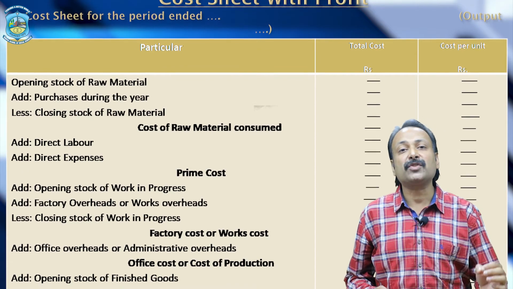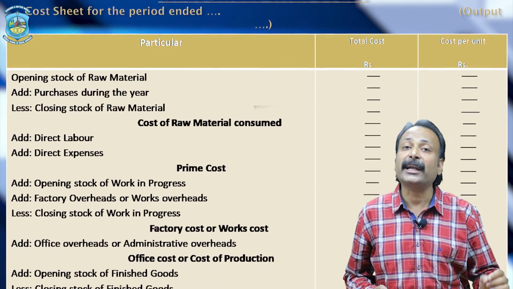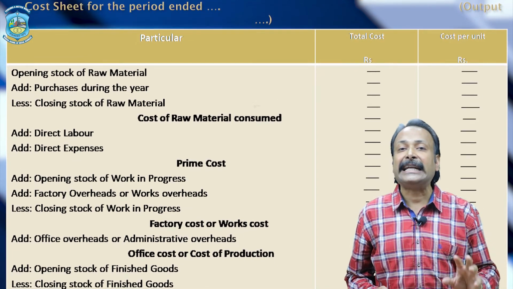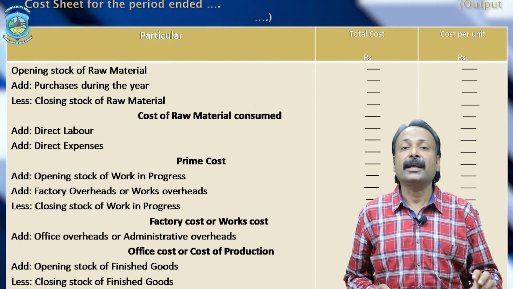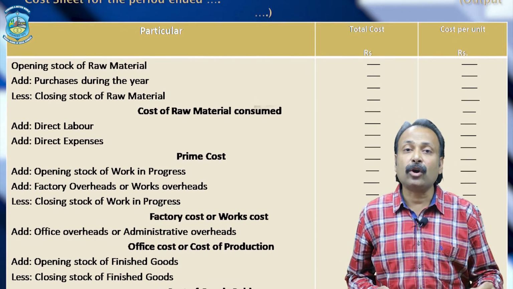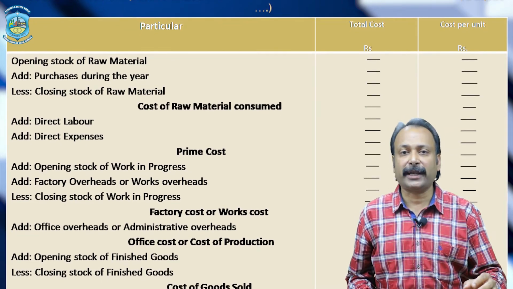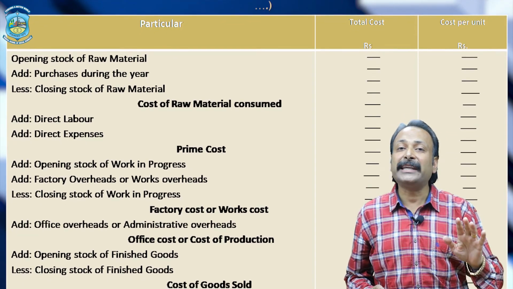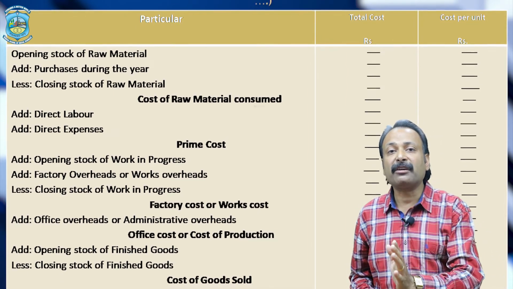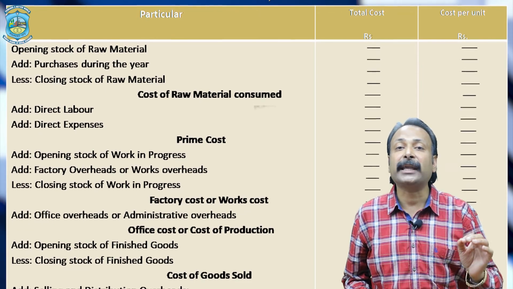Again, to prime cost, we have to add opening stock of work in progress and deduct closing stock of work in progress, and also we have to add the entire expenditure of factory. So, by doing all this calculation, we will get the factory cost or manufacturing cost or works cost. Now, what is work in progress? When the work is not yet completed, a portion of the work is completed, a portion is still going on. That type of work we call work in progress.